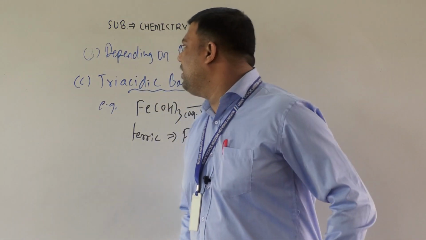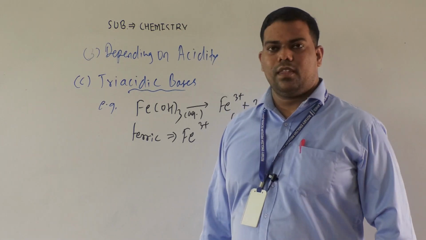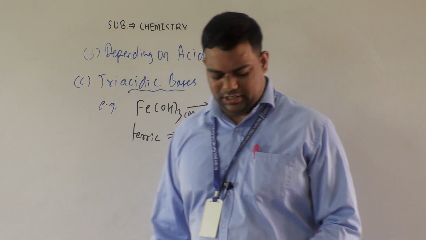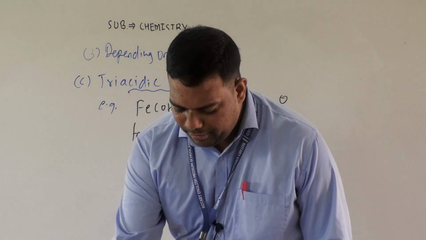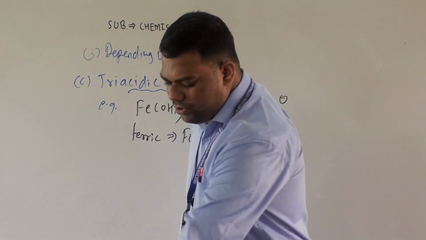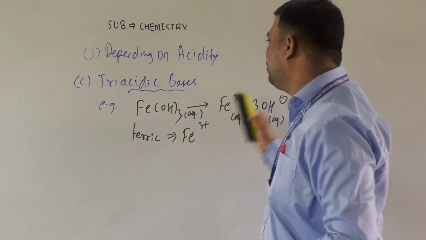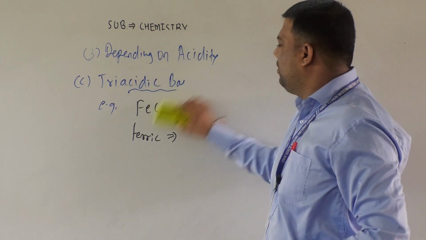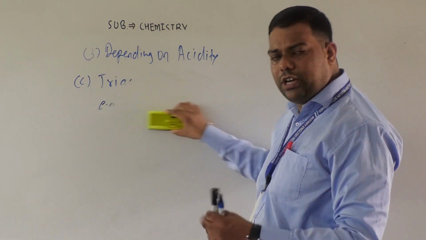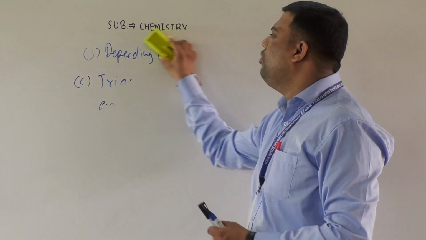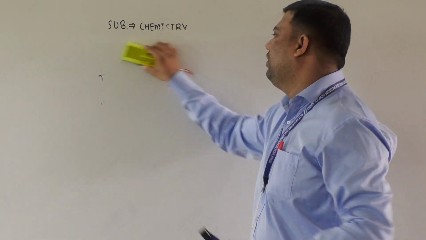Now we will discuss preparations of bases, so concentrate on this also. In triacidic bases, you can write aluminum hydroxide as an example too. You know the formula of aluminum hydroxide, it is Al(OH)3.